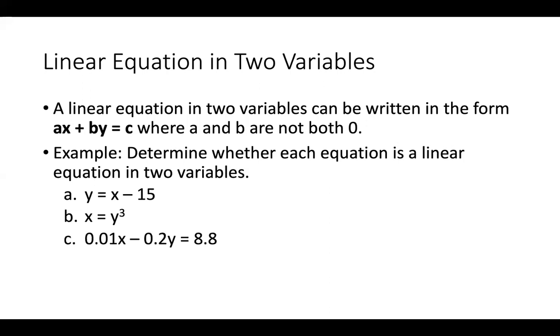This is a linear equation. It's in exactly the right form. A is 0.01, B is negative 0.2, and C is 8.8. And believe it or not, this is also a linear equation. This one can be written in the form 1x plus 0y equals 25.